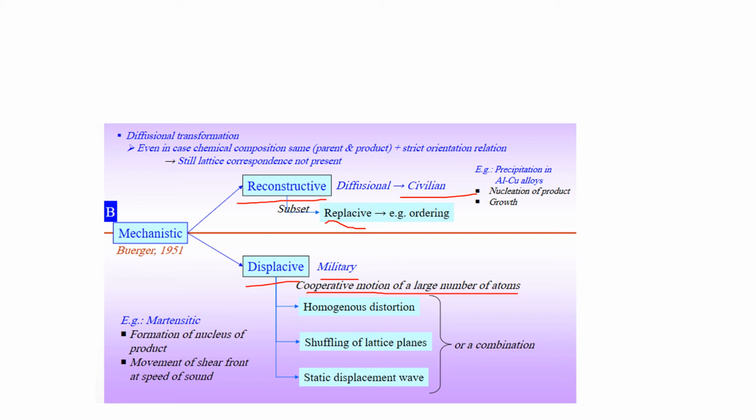For example, precipitation in aluminum-copper alloys involves nucleation of the product and growth. In displacive, the example is martensite, with formation of a nucleus of product and movement of a shear front at the speed of sound.